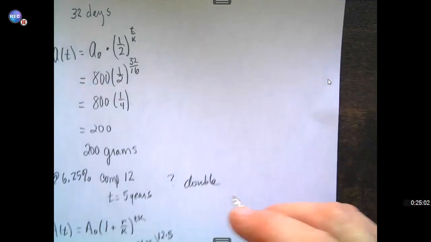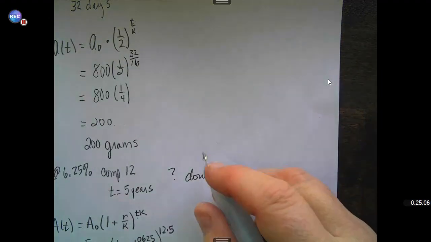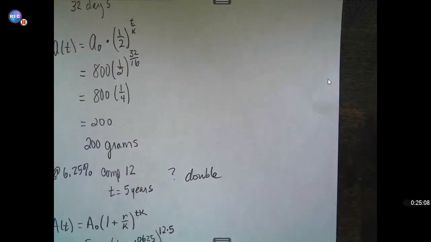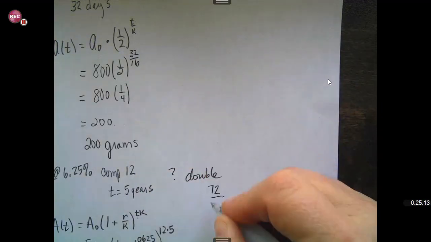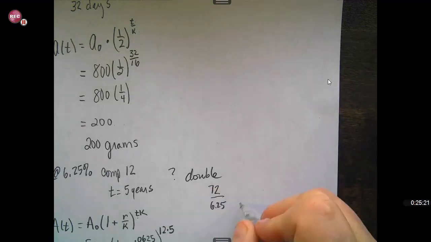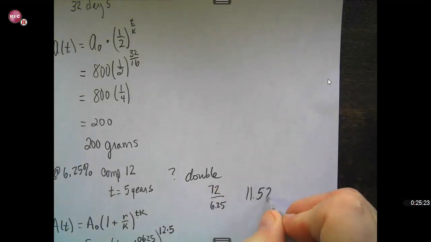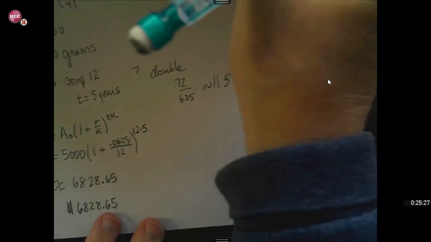And then approximately how long is it going to take to double? We would use the rule of 72 and divide 72 by 6.25. 72 divided by 6.25 is 11.52. I'm going to figure that out just for kicks and giggles.